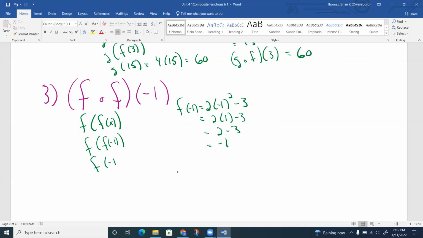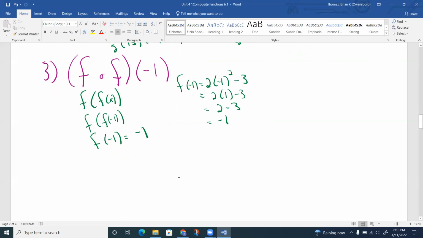So now I have f of negative 1 again. So we've already done that math. So that's just going to equal then this negative 1. So we don't have to do that again. So f of negative 1 would just be negative 1. So I could write this f of negative 1 would be then negative 1.